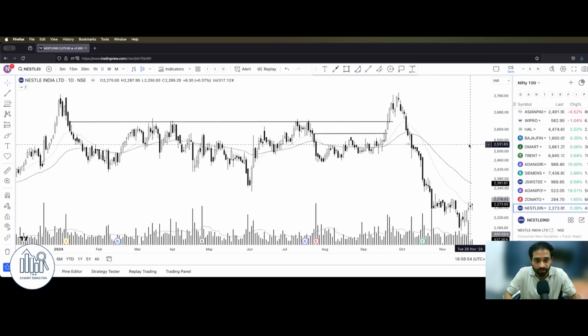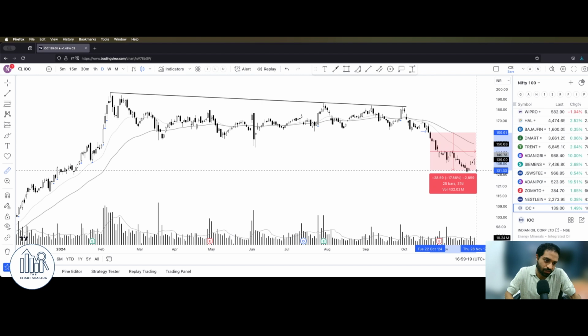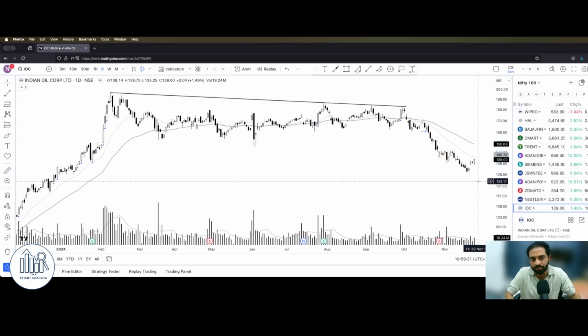Nestle, one of the weakest charts in FMCG. This has done nothing over the year, and when the sentiment of the FMCG stocks turned bad, this has fallen crazy. Let's look at IOC. Again, this has been consolidating in the range for a very long time, but due to the recent global uncertainty, the stock gave up this range, and since then you have seen an 18% sharp correction.